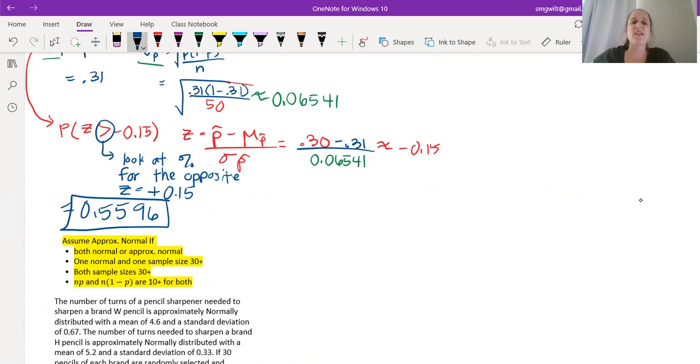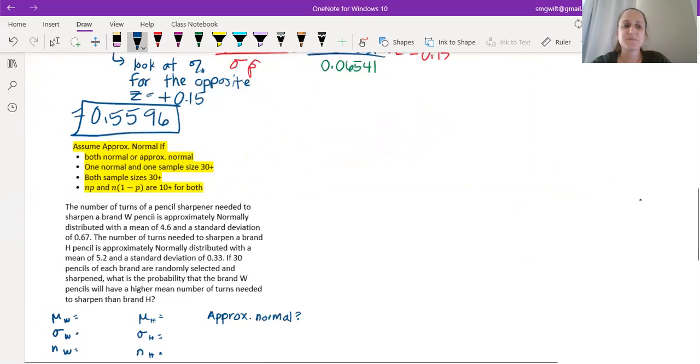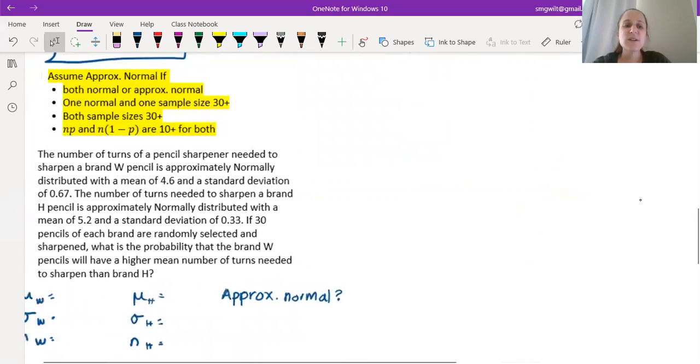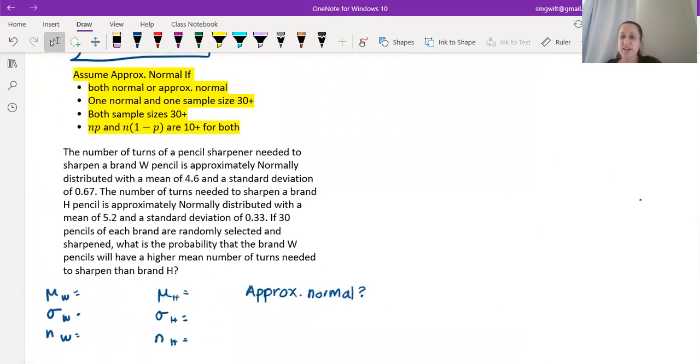Okay, so that's when I'm given a population proportion instead of a mean and standard deviation. The last one I'm going to go over is a difference problem. So I'm given 2 different sampling distributions. I'm going to assume that it's approximately normal if I'm given something that is skew, normal, something that gives me a mean and standard deviation.